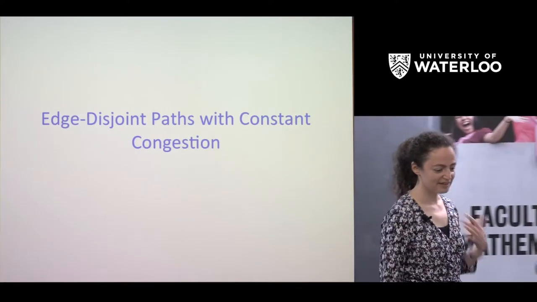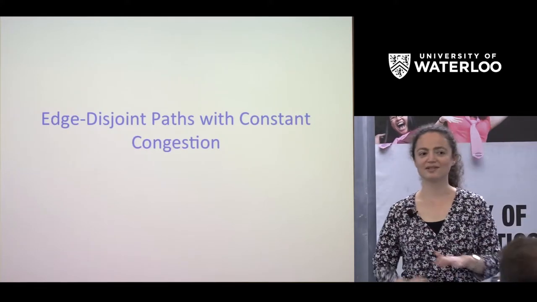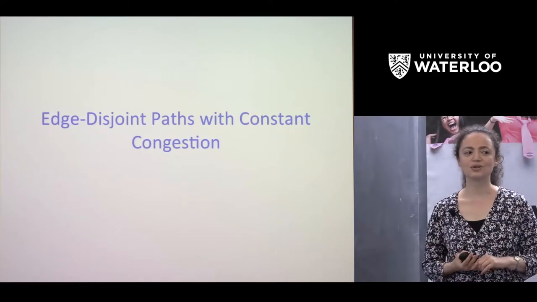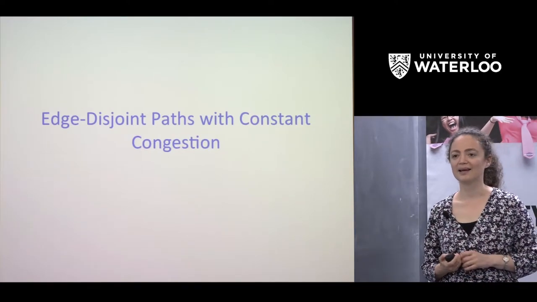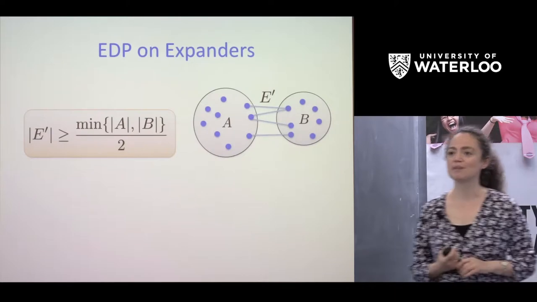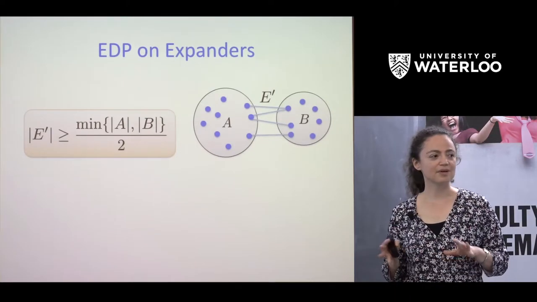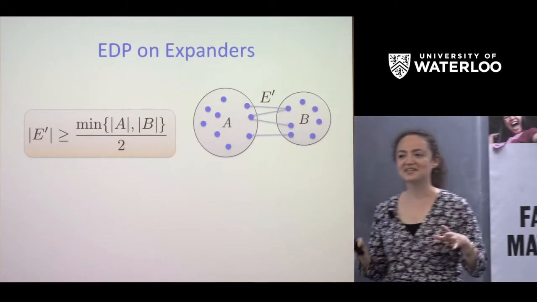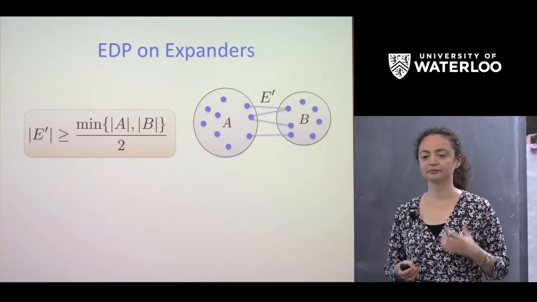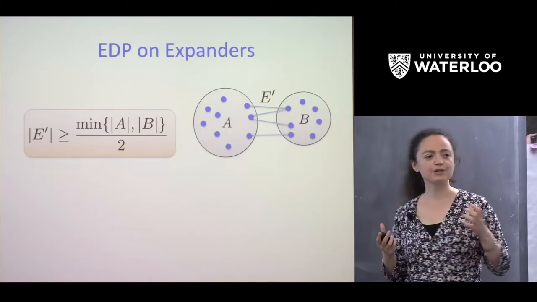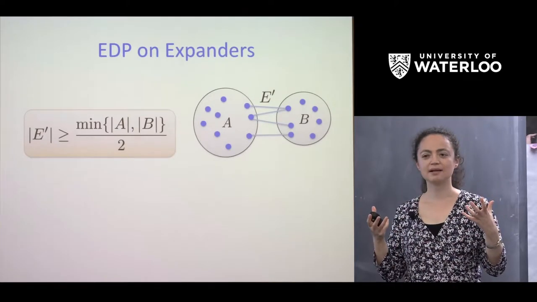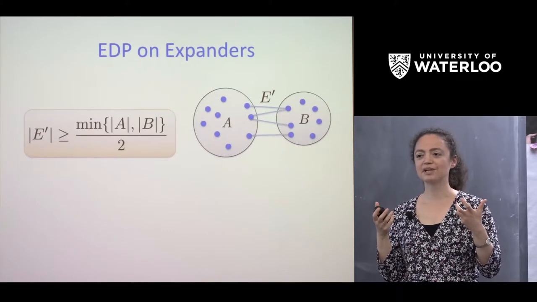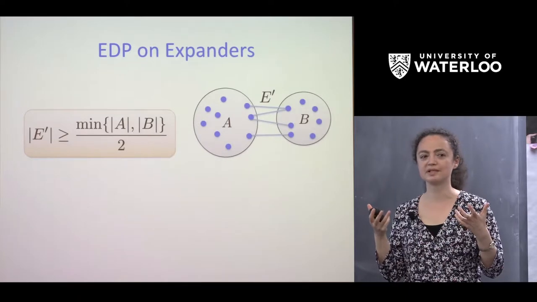I painted a very sad picture about these problems, that there is nothing you can do. But actually, there are some important special cases on which you can solve both problems really well. One such important special case is expander graphs. These graphs are very important in theoretical computer science, and I guess also in graph theory. These are graphs that expand really fast. What does it mean? Whenever I partition the vertices of the graph into two subsets, I look at the number of edges going across. It has to be large, comparable to the number of vertices on the smaller side.